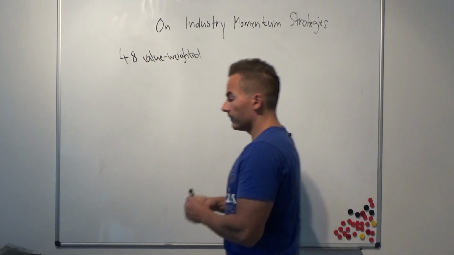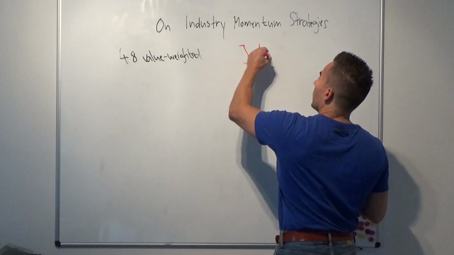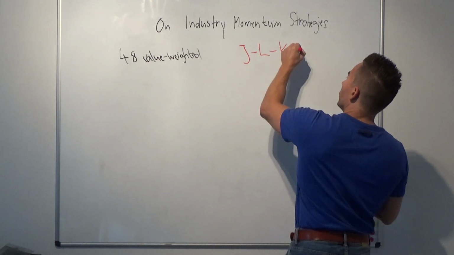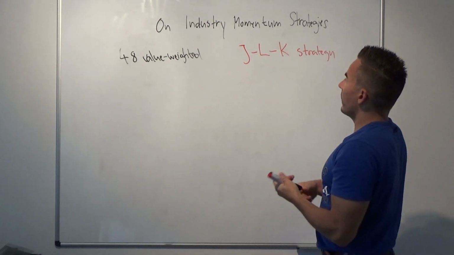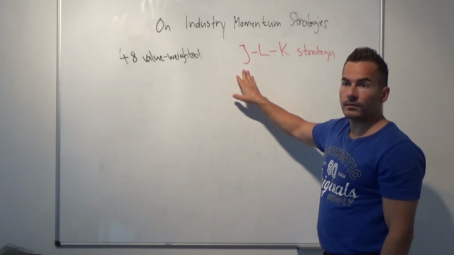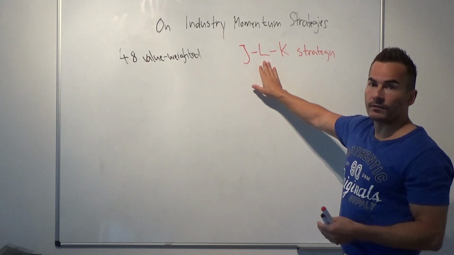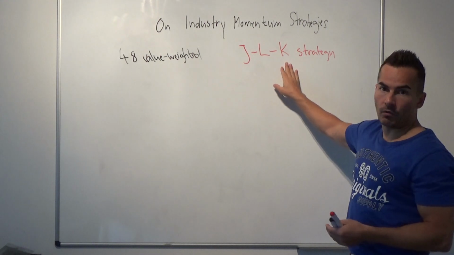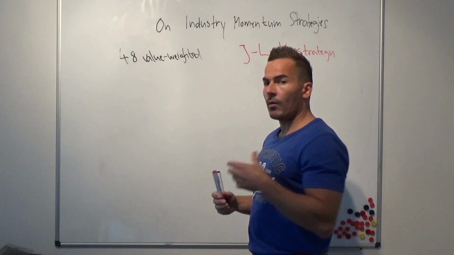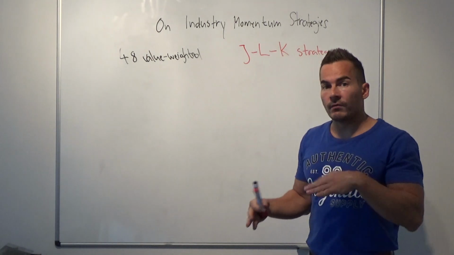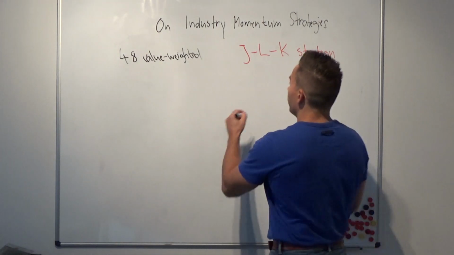So let's consider a J, L, K strategy, where J is the accumulation period, where you compound the cumulative returns of your input assets, L is the skipping period, and K is the holding period, or the forecast period of the return. In our paper, we consider 3 different strategies. So let's check the first strategy.